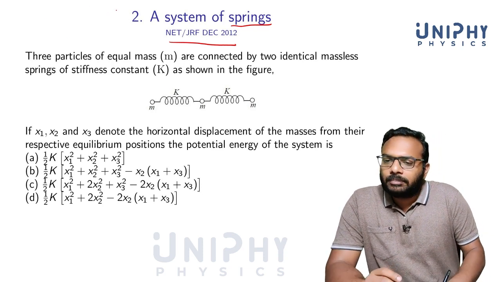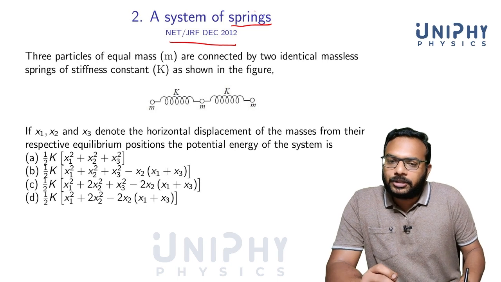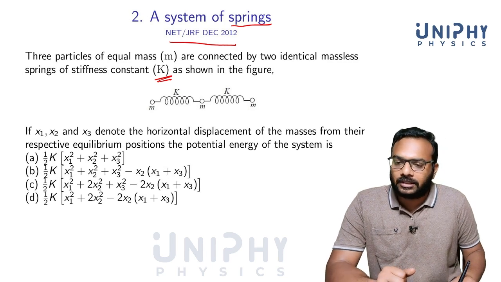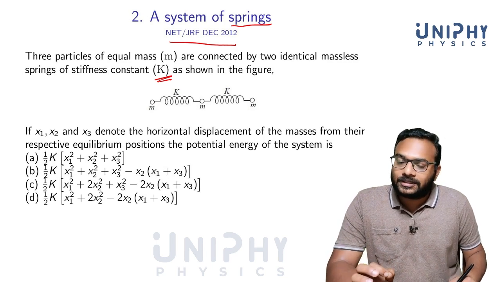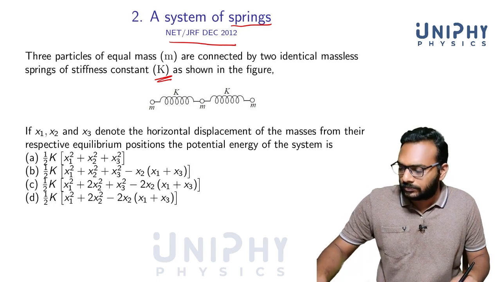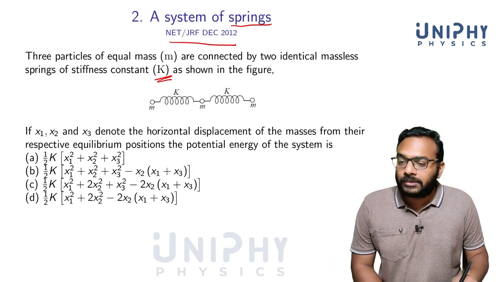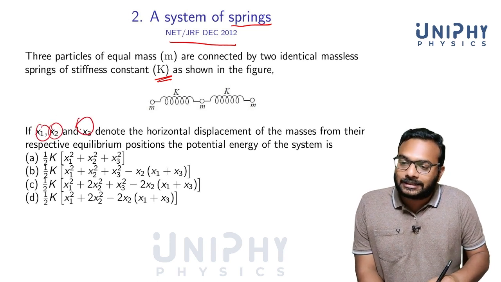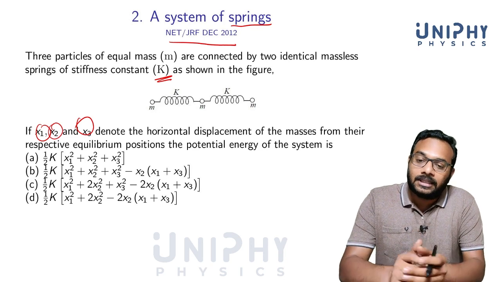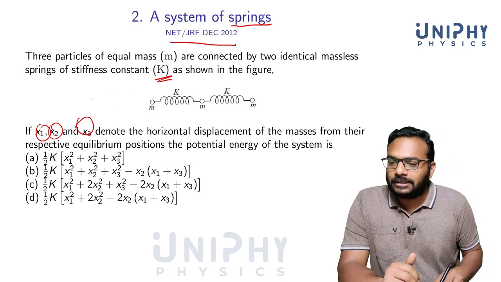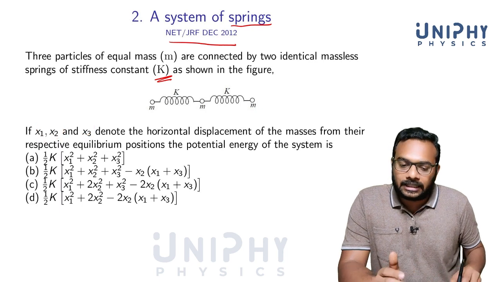So 3 particles of mass m are connected by 2 identical massless springs of spring constant k. They both have the same spring constant k as shown in the figure. If x1, x2, x3 denote the horizontal displacement of the masses from their respective equilibrium positions. So x1, x2 and x3 are the displacements from the equilibrium positions. Now you are asked to find the potential energy of the system.